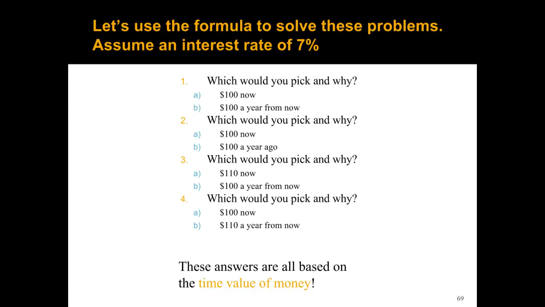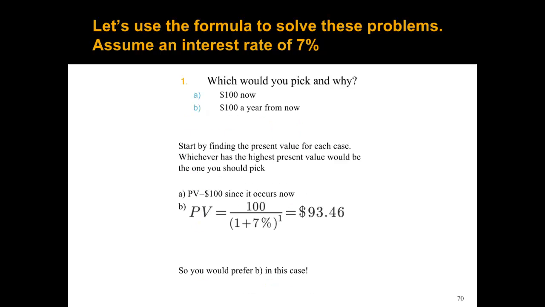So now let's get back to these questions. Let's start with number 1. So what would you pick, $100 now or $100 a year from now? So start by finding the present value for each case, and whichever has the highest present value would be the one you should pick. So if $100 is now, that is the present value.